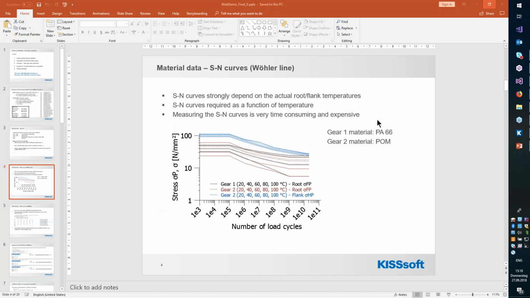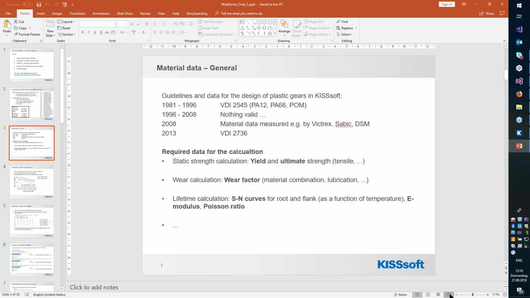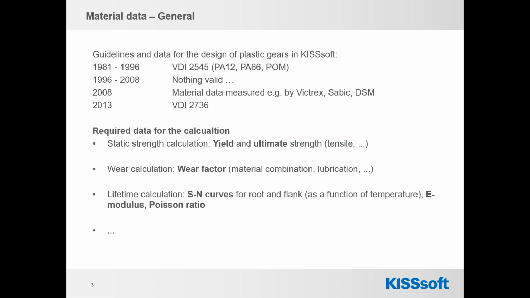Now we can move to cylindrical gears in general. First, a small introduction on calculation methods. In 1981, the VDI 2545 was introduced, but it was retracted in 96, basically because it was never reviewed properly. So the basic calculation, this is a guideline, not a standard, had some material properties for a few materials, and also had some SN curves available for a few materials like PA66 or POM.